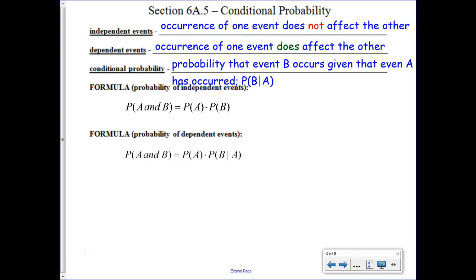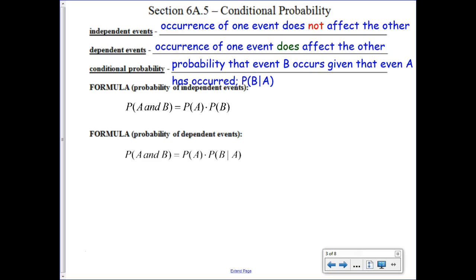Hey guys, today we were talking about conditional probability. And so conditional probability, that's actually your third definition, is the probability that event B occurs given that event A has occurred. And so that's what that B with the line A means. It's the probability of B given that A has happened.